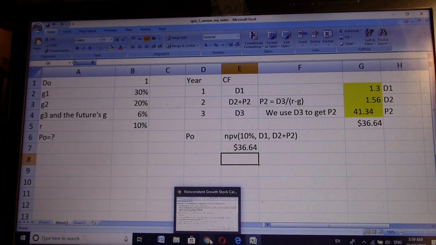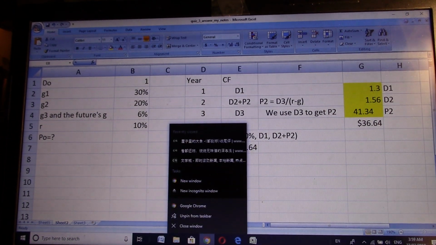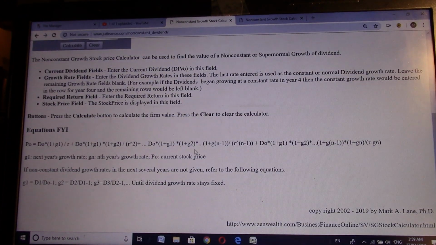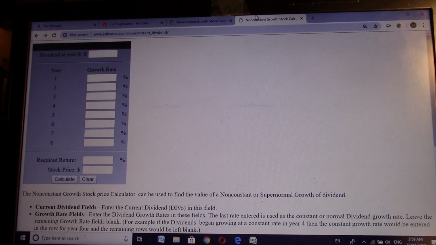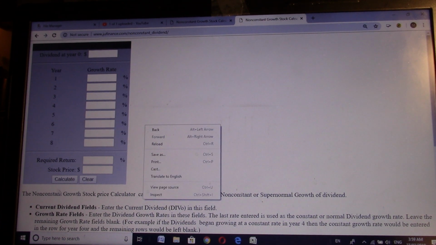The general idea is that since the dividend growth rates are different, you put down the dividend at year 0 and the growth rate year by year, and stop when the dividend starts to grow at a constant rate. Then put down the required return and click calculate, and it will give you the price.